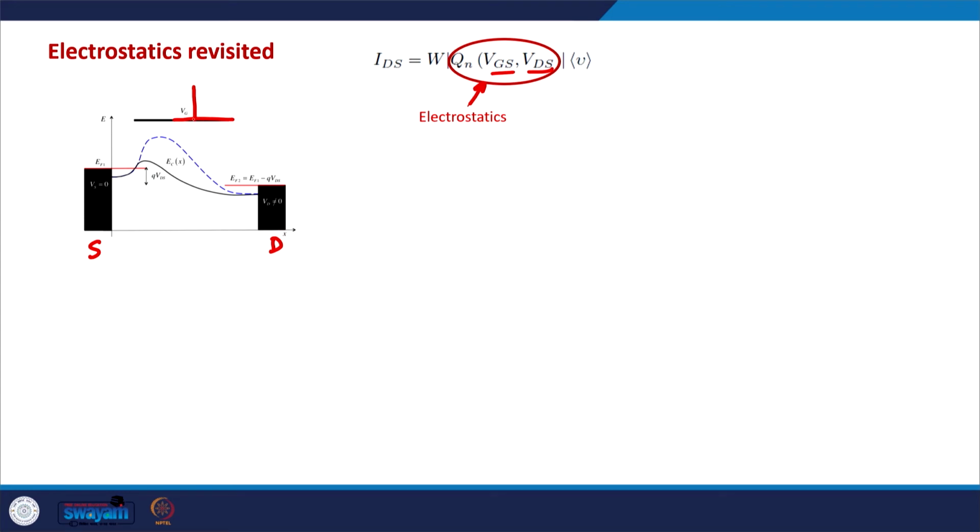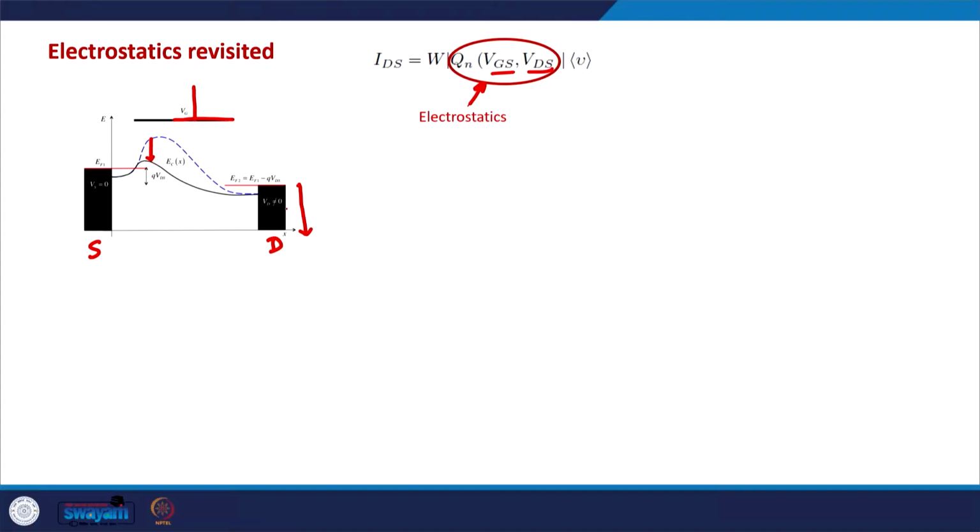So what does the gate terminal do? The gate terminal essentially lowers the barrier. So the barrier height depends on the gate terminal. And what does the drain terminal do? The drain voltage essentially brings down the Fermi level of the drain side, which allows a net flow of electrons from the source to the drain. So that way we have well defined functions of the gate and the drain terminals.